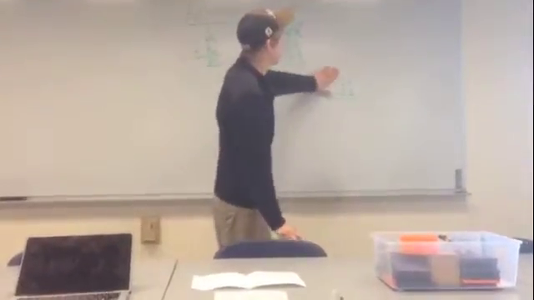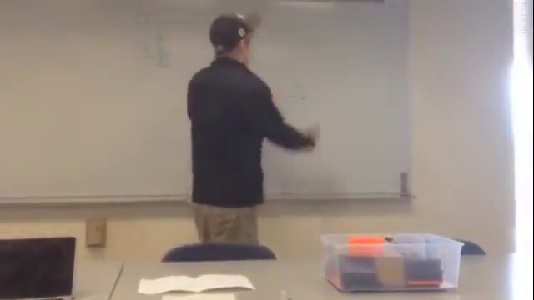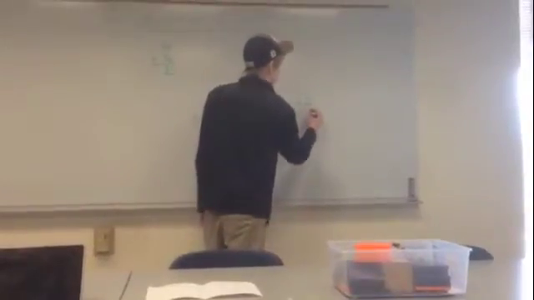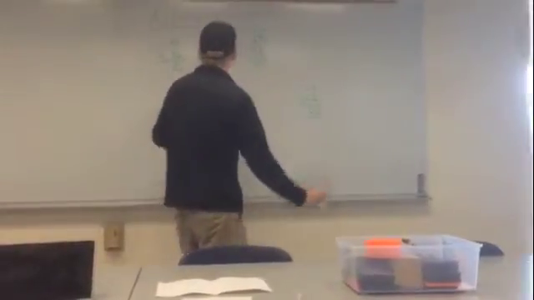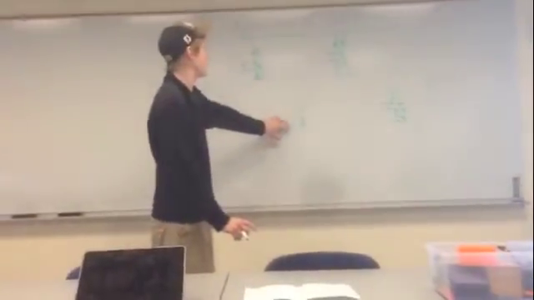We'll move over to 24 minus 22. 4 is larger than 2. 4 minus 2 is 2. 2 minus 2 is 0. The answer is 2. Then we'll go back to 17 plus 18.